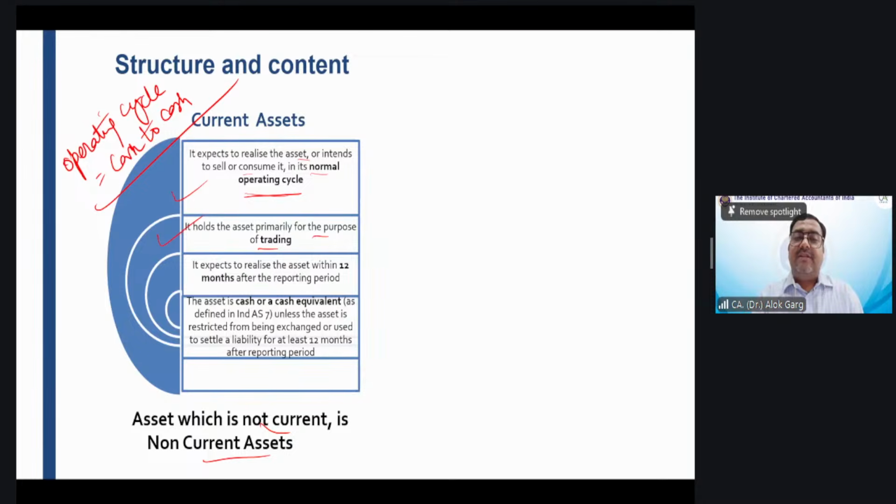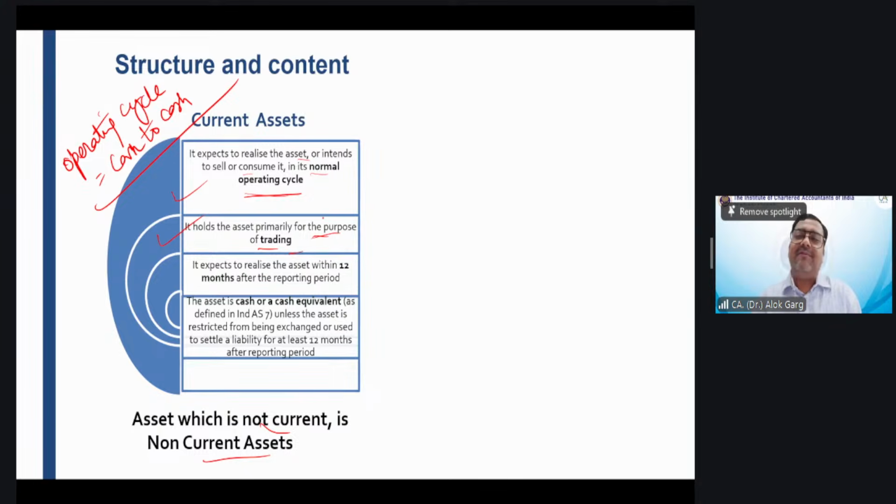So friends, the second example is that it holds the asset primarily for the purpose of trading. What does it mean? Inventory. Boeing manufactures aircraft, and it takes a huge time to manufacture aircraft. Aircraft is a big asset. Boeing holds the aircraft, but was not able to sell it for 5 years. Will this aircraft be shown as a current asset or non-current asset? It is inventory for Boeing, held for the purpose of trading, so it will be classified as a current asset.